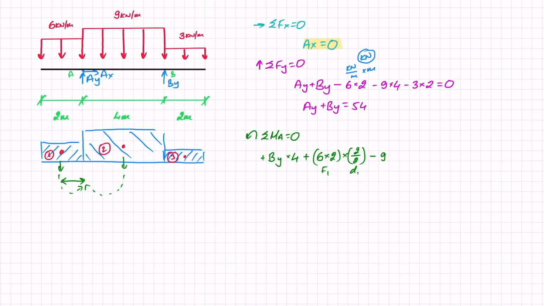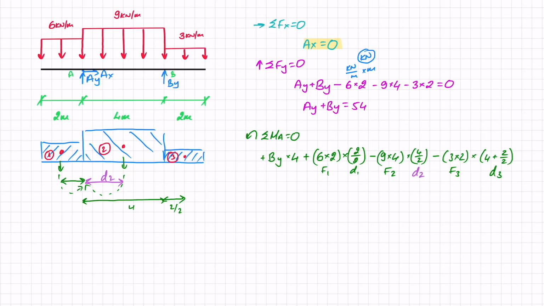So in this case, I've got negative 9 times 4, that is F2, and the distance is 4 over 2, right? To write in another colour, this distance here, that is D2. And my very last shape, that last rectangular force, is also negative, and it's got a force of 3 times 2, that's F3, the area of shape 3, and it's also got a distance, and in this case, the distance is this distance here. So up until here, I've got 2 over 2, and then I've got an extra 4, right? So 4 plus 2 over 2, and that is D3.